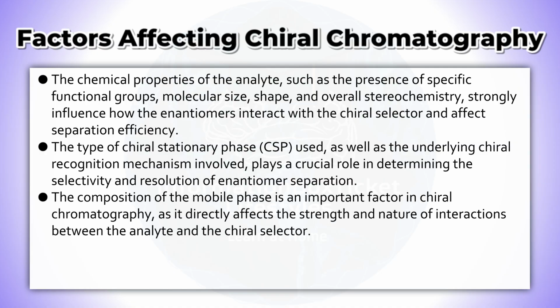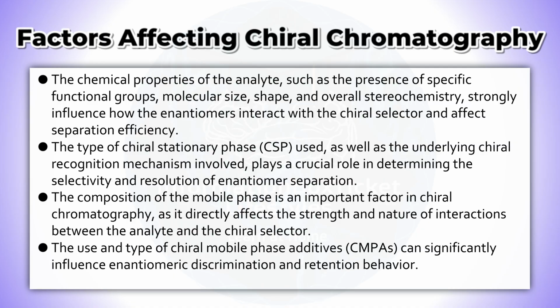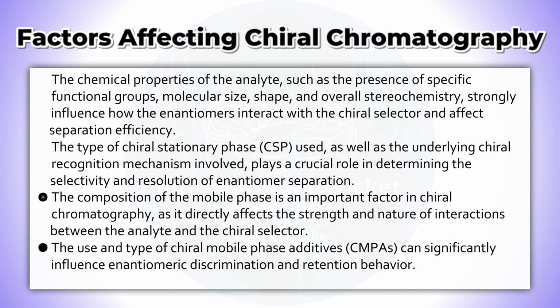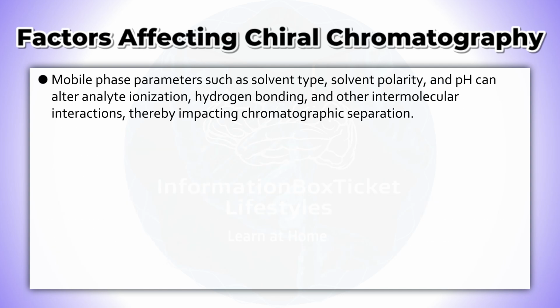The composition of the mobile phase is an important factor in chiral chromatography, as it directly affects the strength and nature of interactions between the analyte and the chiral selector. The use and type of chiral mobile phase additives, CMPAs, can significantly influence enantiomeric discrimination and retention behavior. Mobile phase parameters such as solvent type, solvent polarity, and pH can alter analyte ionization, hydrogen bonding, and other intermolecular interactions, thereby impacting chromatographic separation.